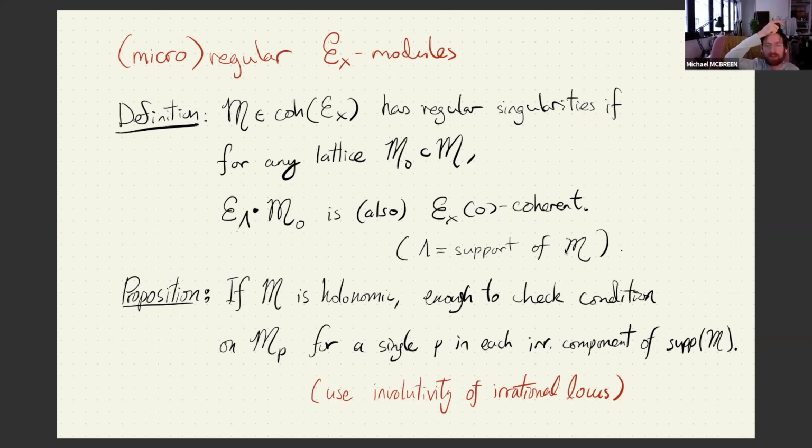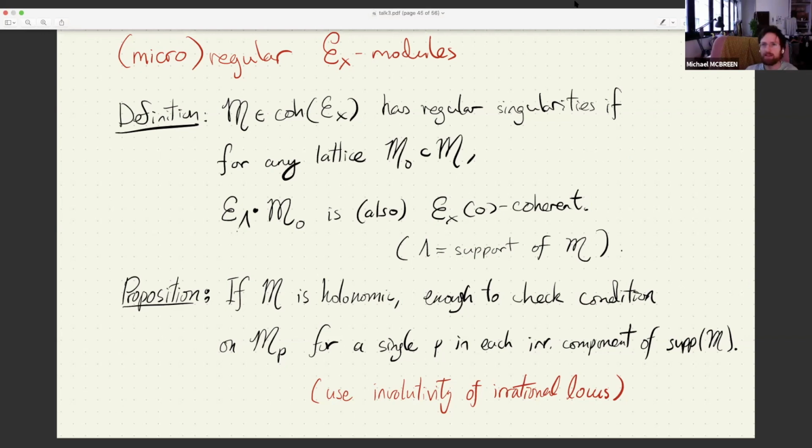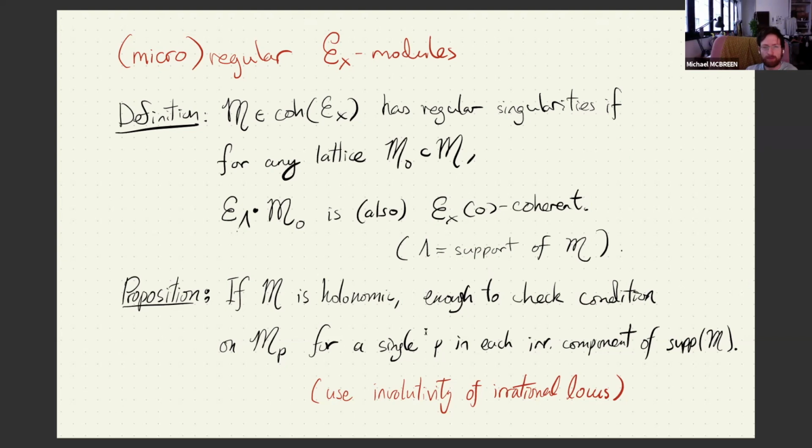This is a condition that looks hard to check, but is actually not that bad. It's enough to check it at a single point in the generic locus of each irreducible component of the singular support. The reason is that the locus where this does not hold is involutive. So in particular, in the holonomic case, it's just going to be some subset of the irreducible components.